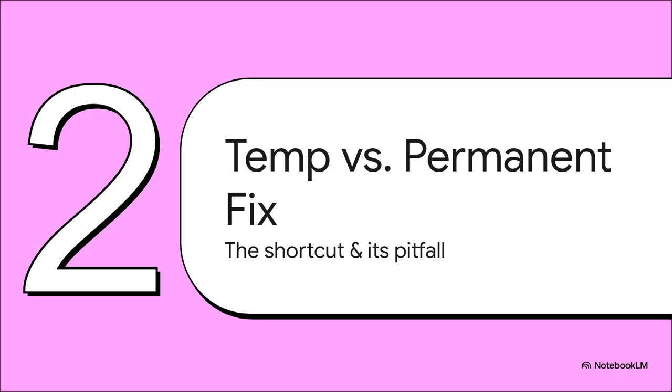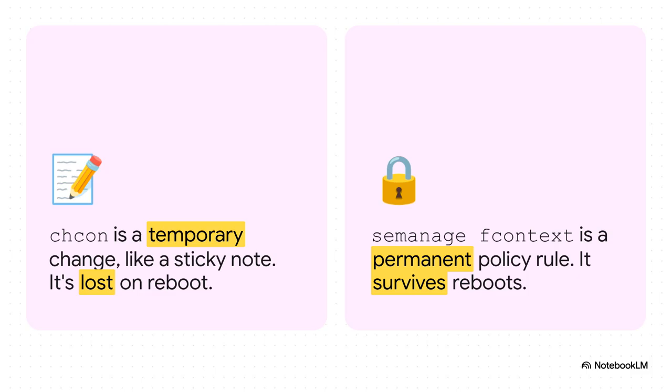Let's break it down. The difference here is actually super simple. Using chcon is kind of like slapping a post-it note on a file. Sure, it works right now, but that little sticky note is going to fall right off the second you reboot the machine or the system decides to relabel itself. semanage, on the other hand, is like officially reprinting the file's ID card. You're changing the master policy itself, making your change permanent and totally reliable.